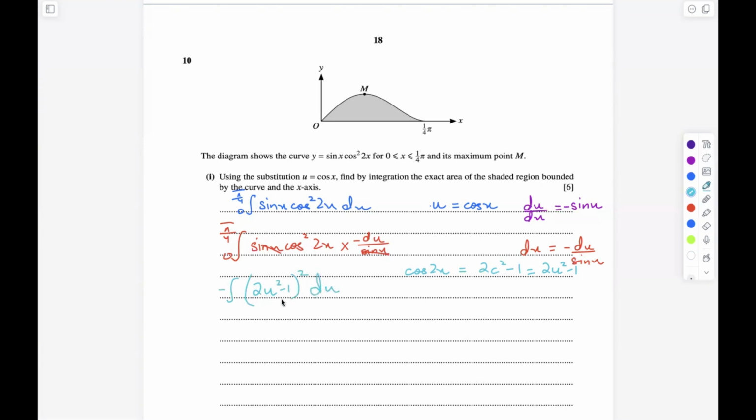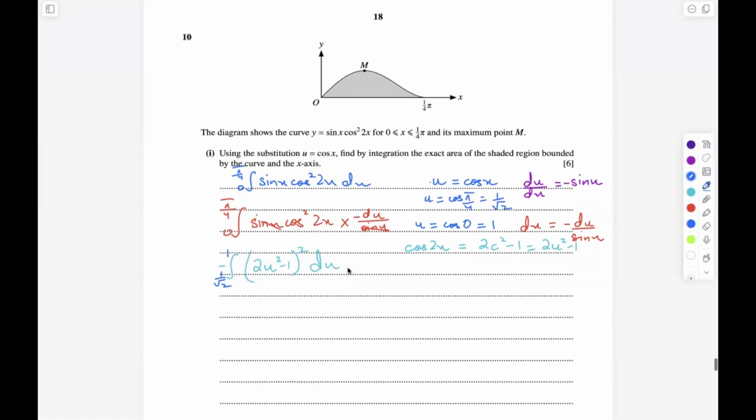As the function is now in terms of u, we also have to change the limits. As u equals cos x, when we put x equals pi upon 4, u equals cos of pi upon 4, which equals 1 upon root 2. And when we take cos of 0, which equals 1, the limits will be 1 and 1 upon root 2.